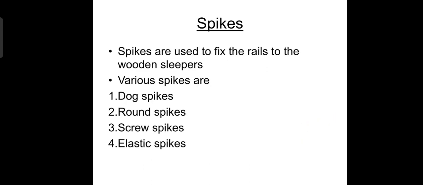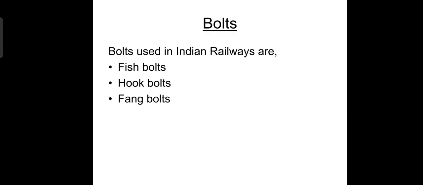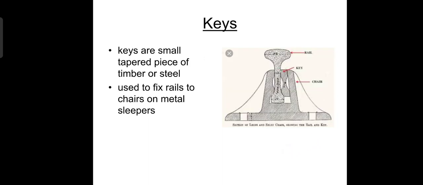Spikes. Spikes are used to fix the rails to the wooden sleepers. Various spikes are dog spikes, round spikes, screw spikes and elastic spikes. Bolts. Bolts used in Indian Railways are fish bolts, hook bolts, fang bolts. Keys. Keys are small tapered pieces of timber or steel used to fix the rails to chairs on metal sleepers.